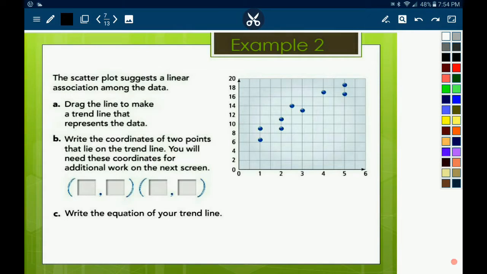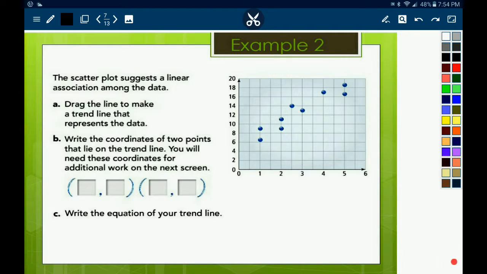It says the scatter plot suggests a linear association among the data. Drag the line to make the trend line that represents the data. That was when this was interactive, so since it's a video, I'm just going to draw a trend line in. And then we're going to write the coordinates of the 2 points and figure out the equation.